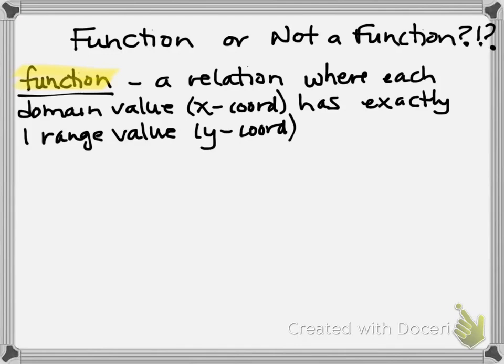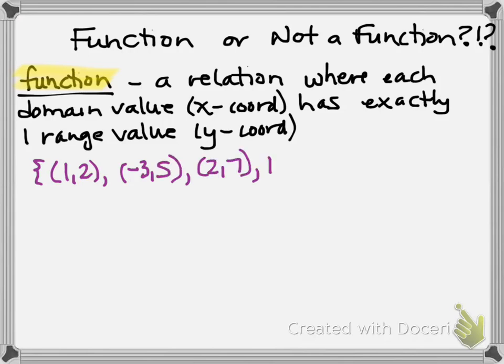Okay. Alrighty, so let's talk about this relation. So I've got 1, 2, negative 3, 5, 2, 7, 1, negative 1. And our job is to determine, yes, it's a function, it meets the criteria, or no, it's not a function, it doesn't meet the criteria. Question is, which way do we go, yes or no?